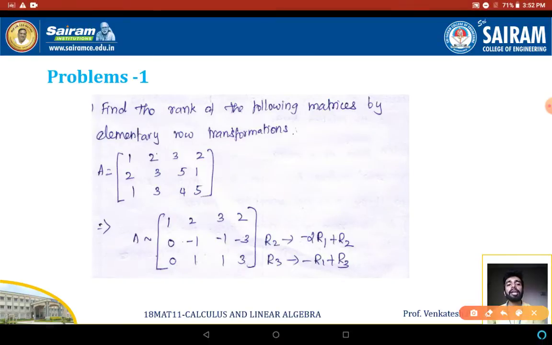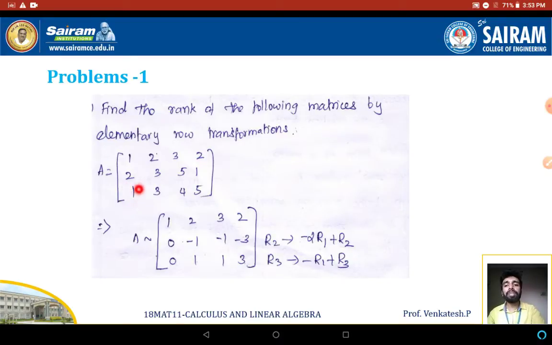So now we'll do one thing. I'm going to denote the first row of the matrix A as row R1, the second row as row R2, and the third row as row R3. Now I'm going to apply a series of elementary row transformations. The first thing is I want to convert the first entry of row R2 and row R3 to 0. For that I can make an operation like R2 implies R2 minus 2 times R1. I'm going to multiply the complete R1 row by 2 and subtract it from the row R2.